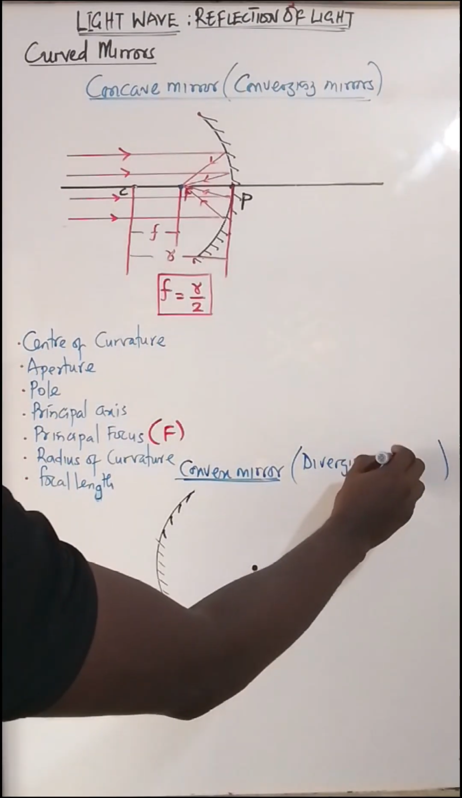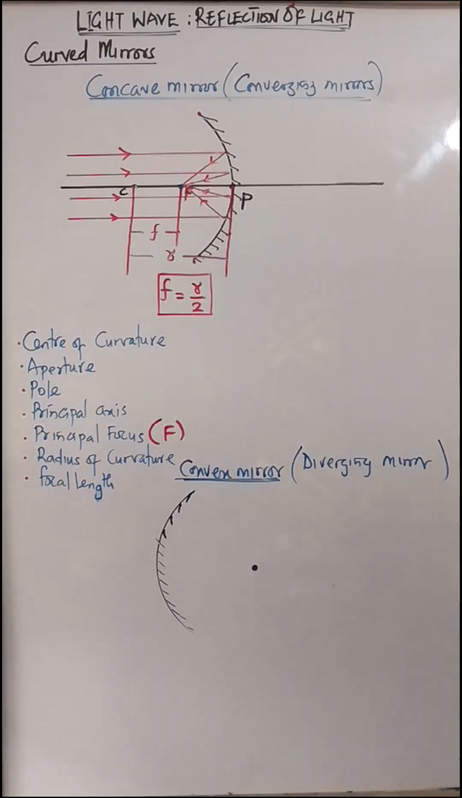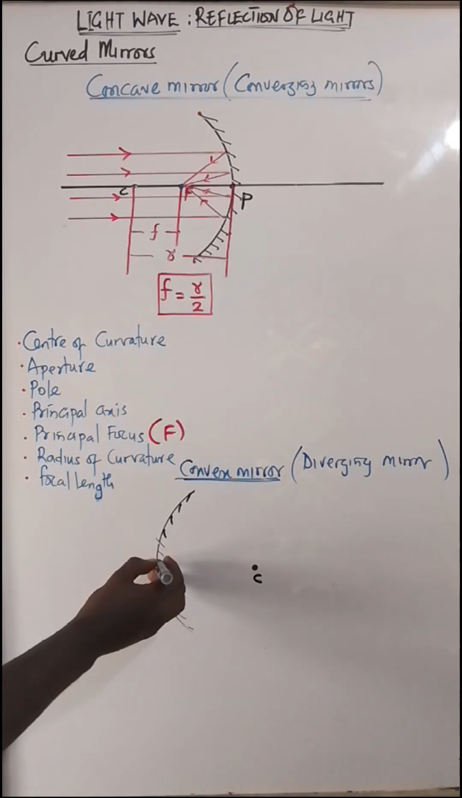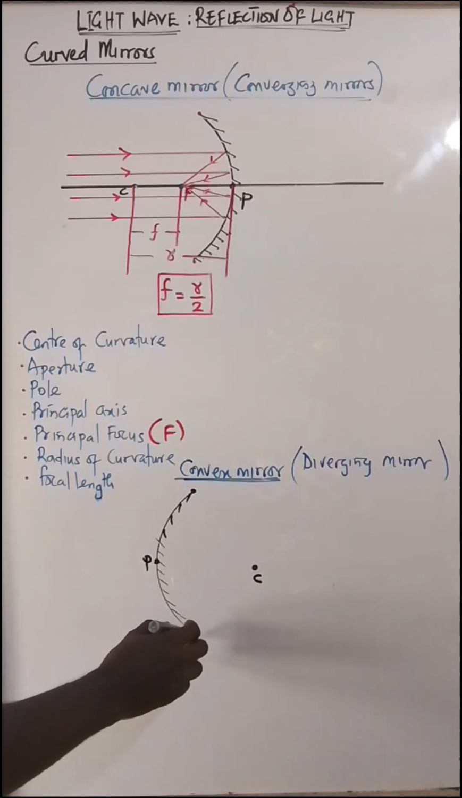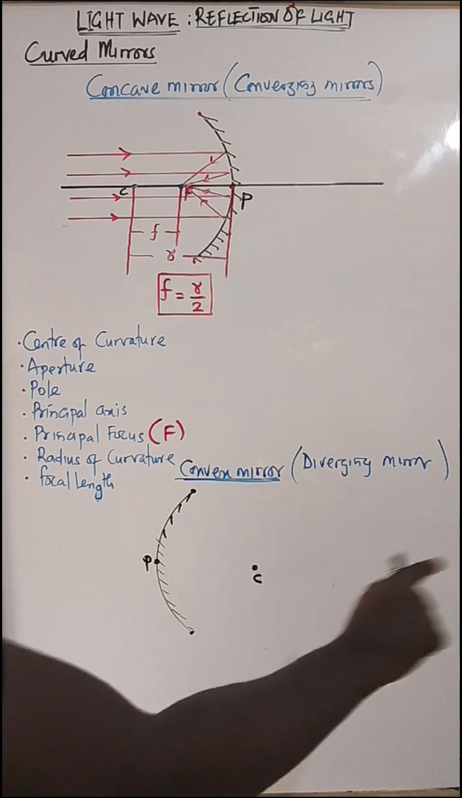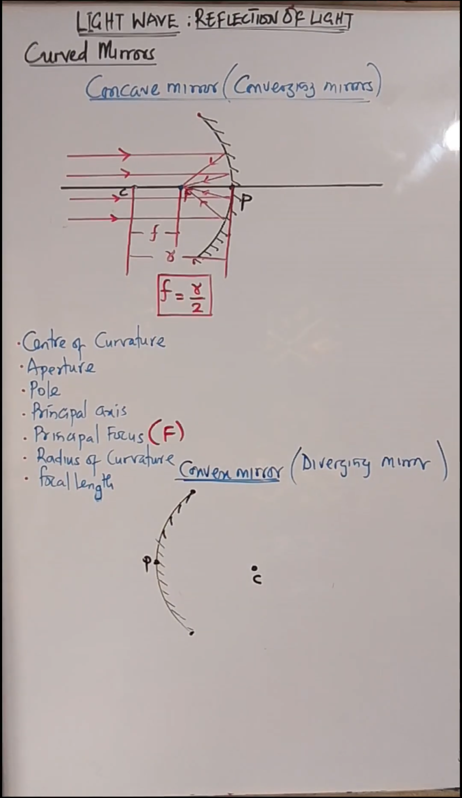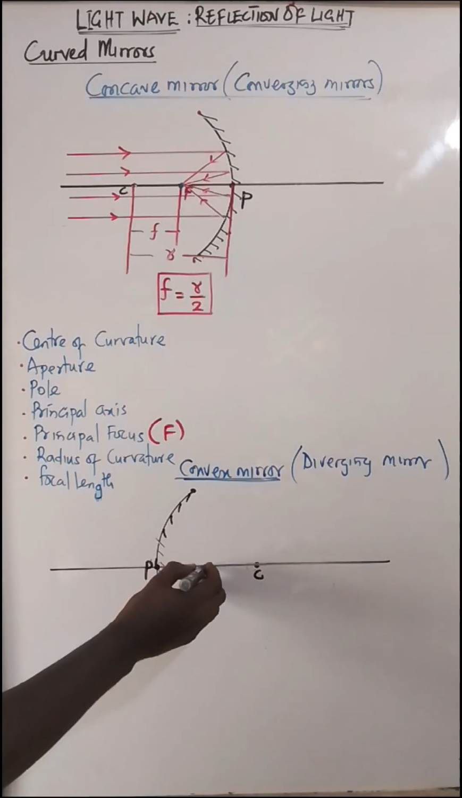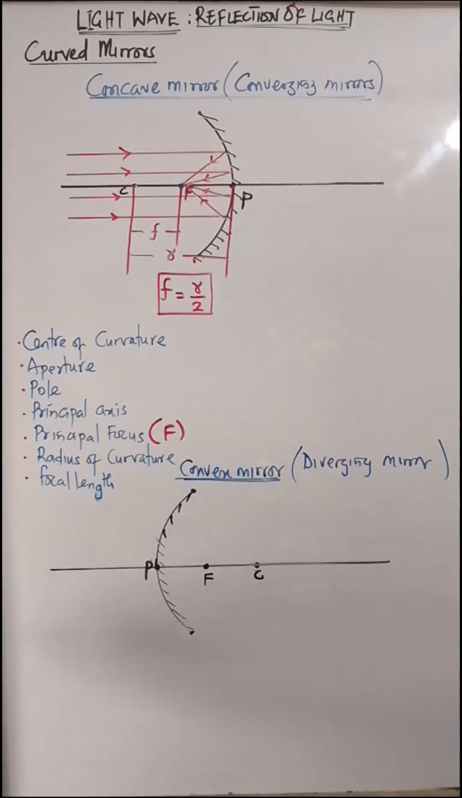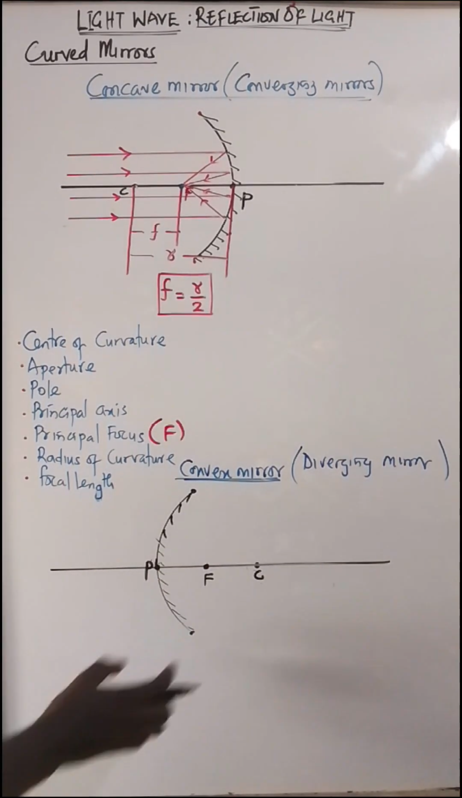Why is it a diverging mirror? We'll see that now. So let's draw the center of curvature C. Let's say this is the pole P. This is the aperture from this point to this point. Now let's draw the principal axis to join P and C. Then the principal focus will lie in between. So this is the radius of curvature.